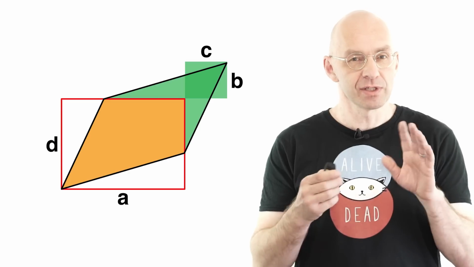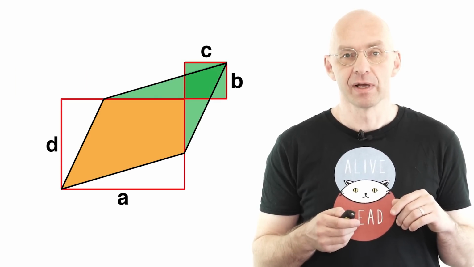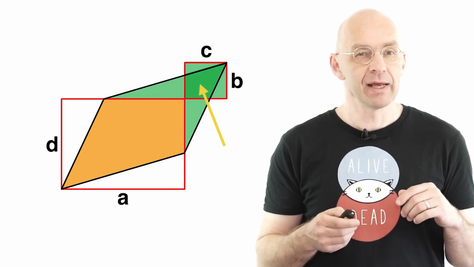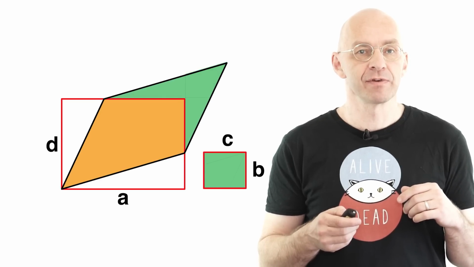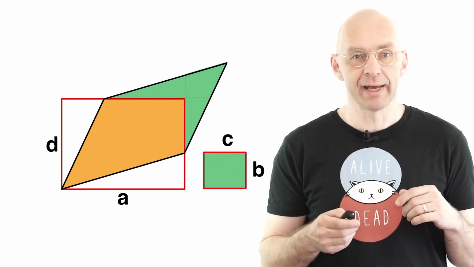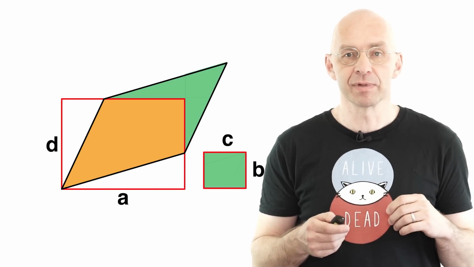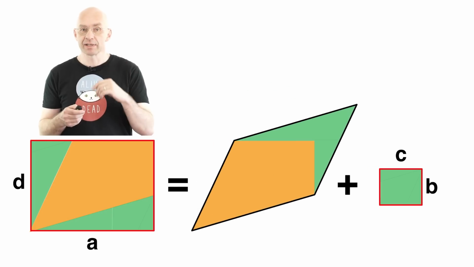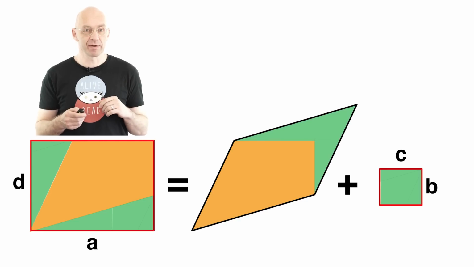Now, do you see the second small rectangle materializing? Right there. The two triangles overlap in the dark green area, and so we can pull the colored bits apart so that they fill exactly the parallelogram and the little rectangle. Since we started out with the colored bits filling the large rectangle, this means that the large rectangle area equals the parallelogram area plus the small rectangle area.